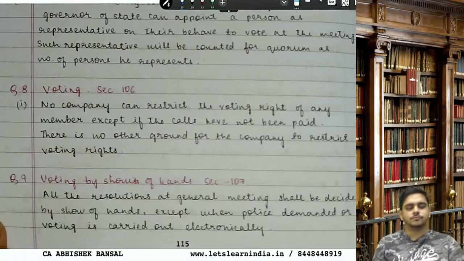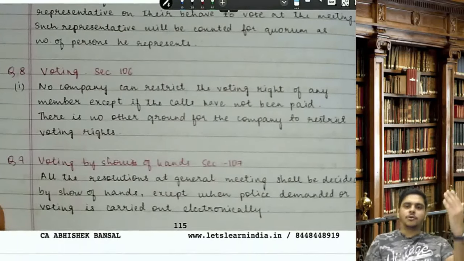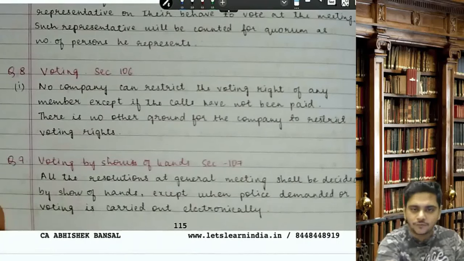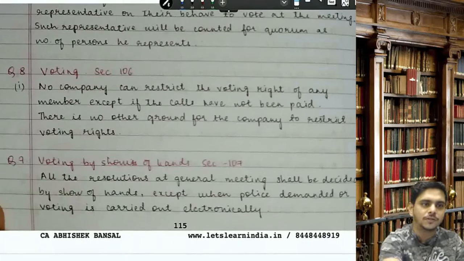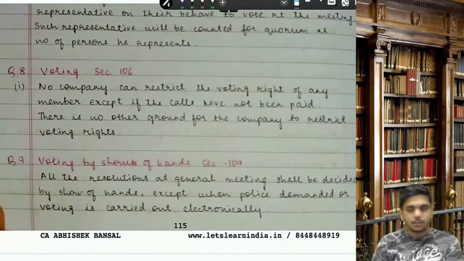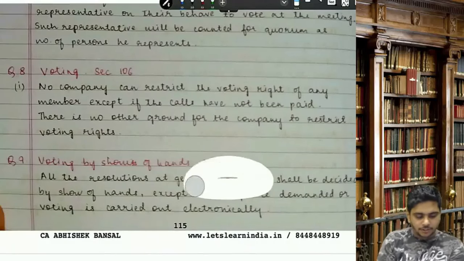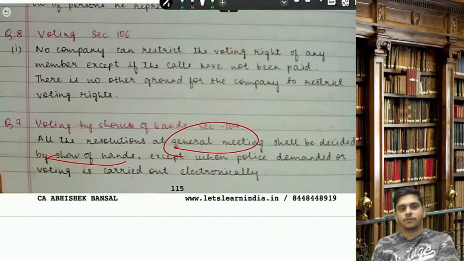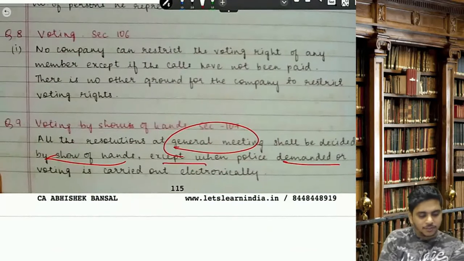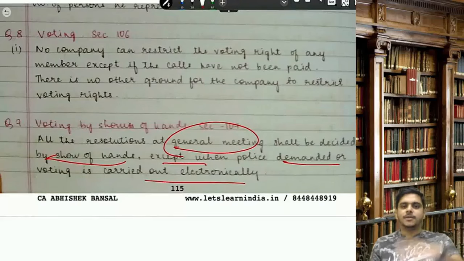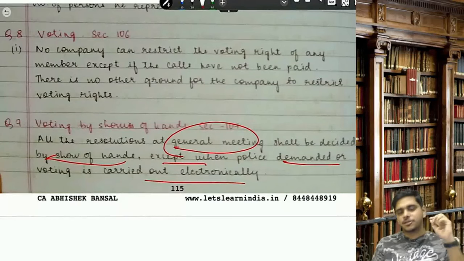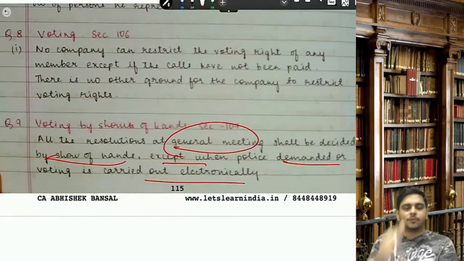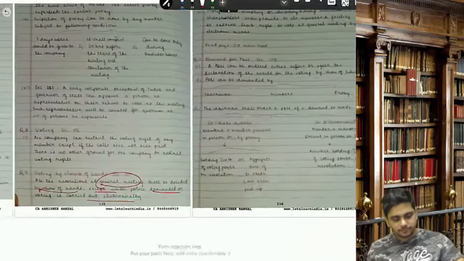Now, voting, how do you vote? By show of hands. That's the next section, 107, voting by show of hands. All the resolutions at a general meeting shall be decided by show of hands, except when a poll is demanded or when the voting is carried out electronically. So all decisions would always be by show of hands, MCQ, except when a poll is demanded or if it is carried out electronically.